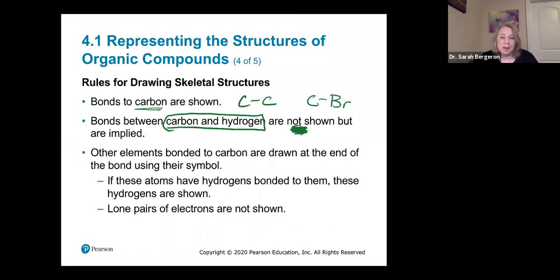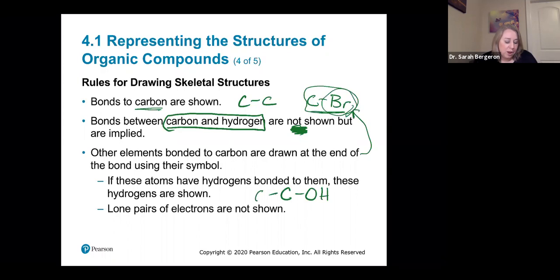Any other element bonded to a carbon, right? We show it and we put its symbol. That's what I'm shown right here, right? So if you had another element here, bromine's not going to have anything attached to it, but if this atom had something attached to it, then the hydrogens are shown. So for example, I have a carbon and that carbon's attached to an oxygen, I would show the hydrogen.